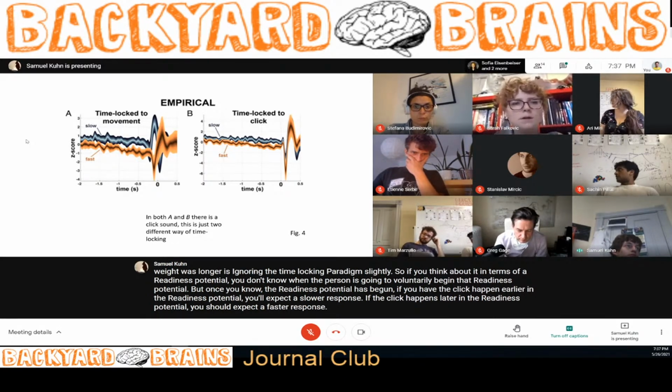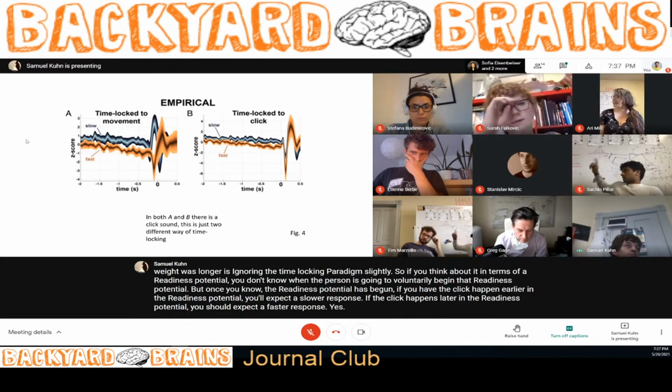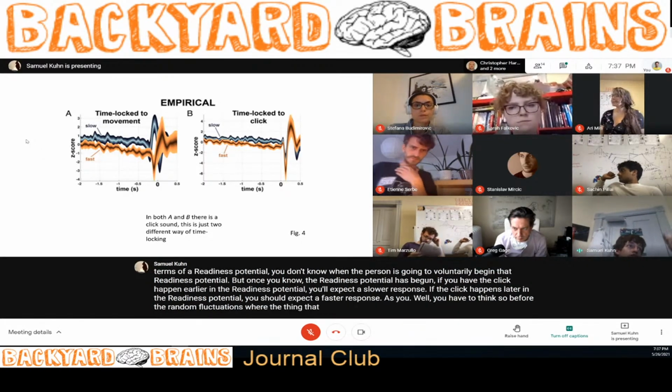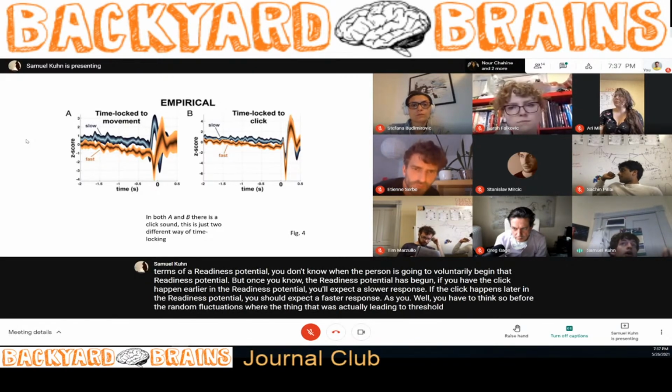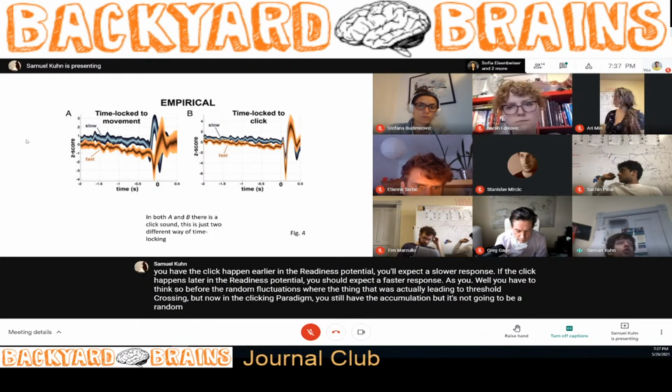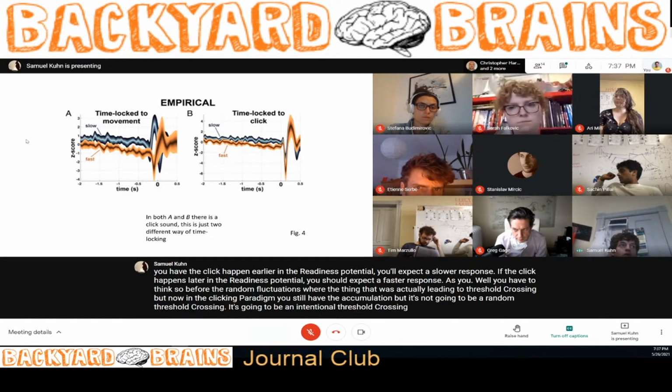Does it have to do with the random fluctuations on the readiness potential itself? Well, before, the random fluctuations were the thing that was actually leading to threshold crossing. But now in the clicking paradigm, you still have the accumulation, but it's not going to be a random threshold crossing. It's going to be an intentional threshold crossing. Does that make sense? But those fluctuations will still be present.